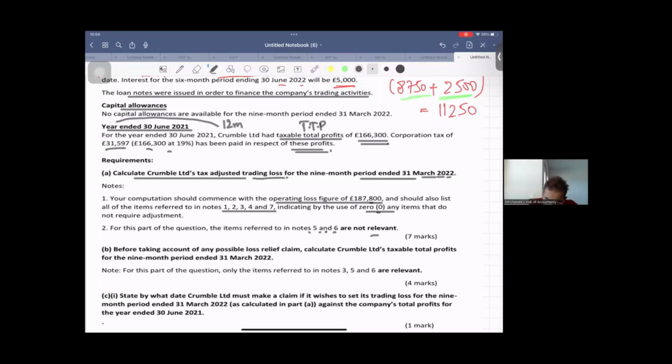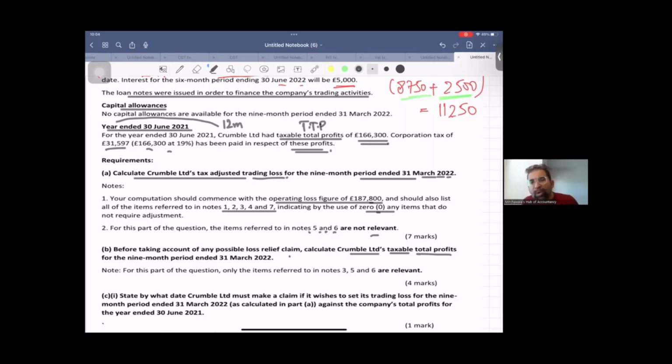Now, B, before taking account of any possible loss relief claim, calculate Crumble Limited taxable total profits. Means you need to make the company's pro forma. You remember I used to tell this dialogue in the class. If you are required to calculate the tax for individuals, there are 3 columns in your mind: non-saving, interest, dividend.